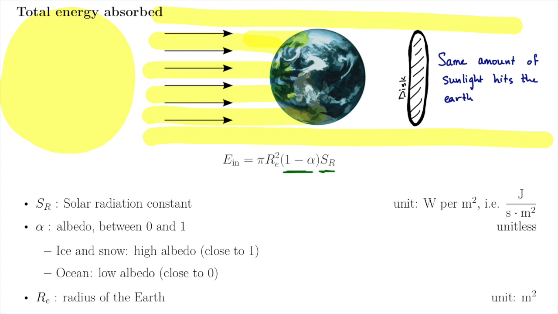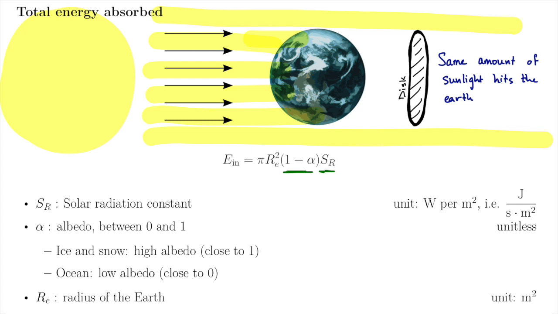Okay, so this is going to be our energy coming in: pi times the radius of the Earth squared, times 1 minus the albedo, times the solar radiation constant. The solar radiation is just a constant. We're not going to worry about that. 1 minus the albedo is measuring how much light is going to get bounced off.